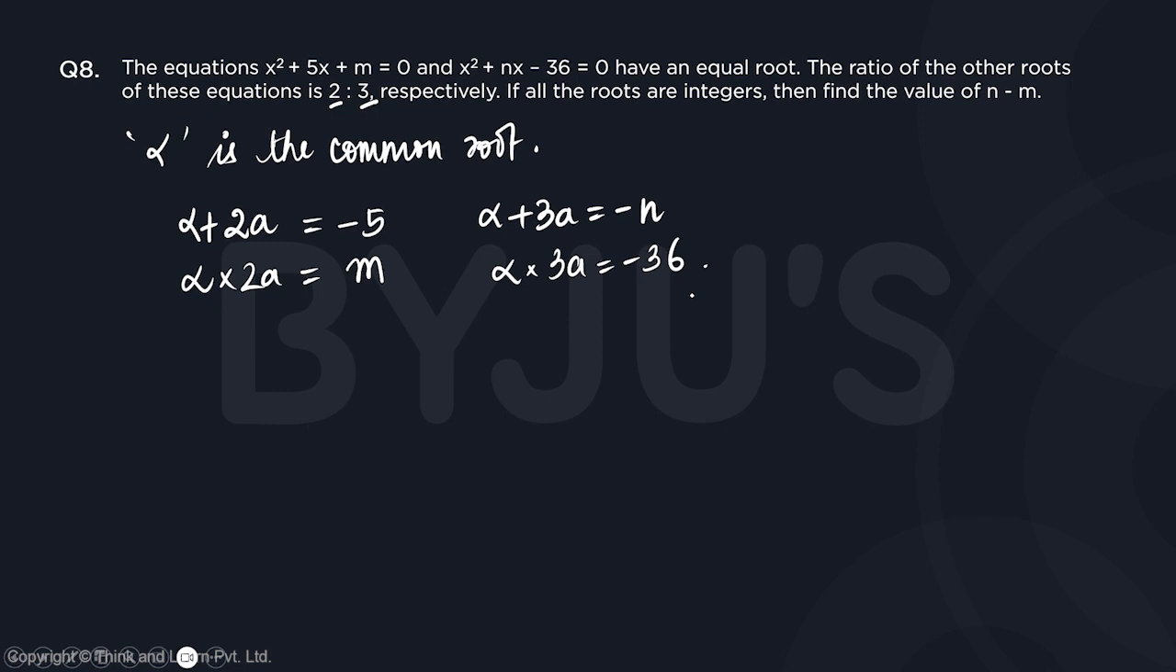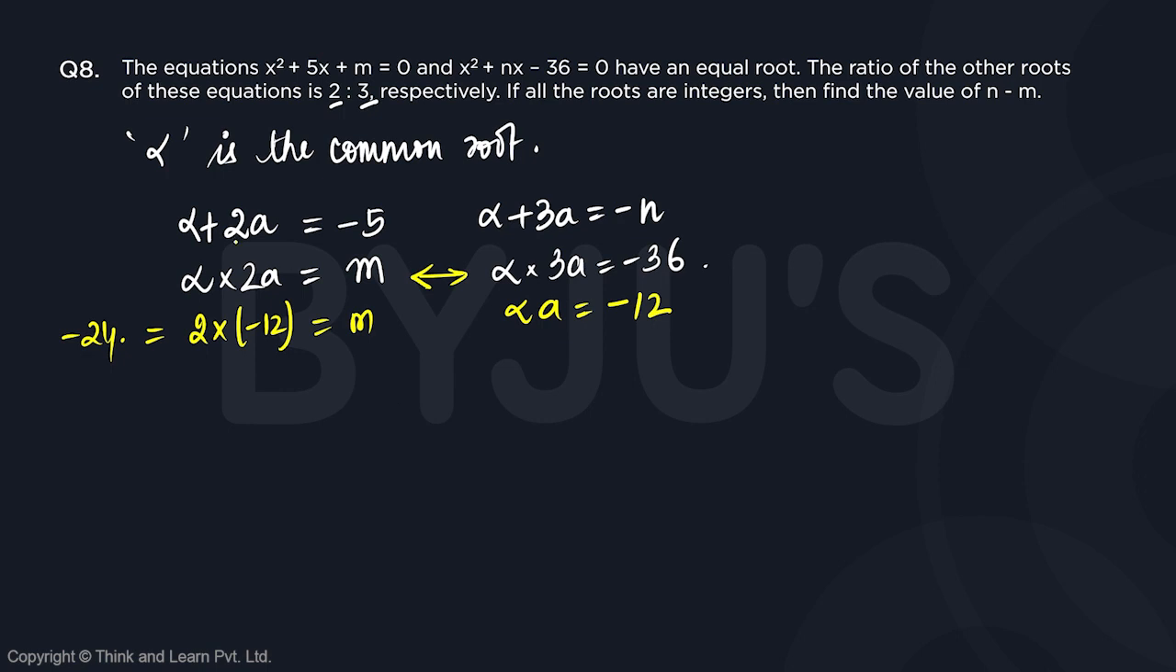So what we can do is, if we look at these two equations now, from here, if we divide, we will get the value of m, right? If alpha into 3a is equal to −36, we can say alpha a is equal to −12. So we will have 2 into −12 is equal to m, or m is going to be −24. So m turns out to be −24.